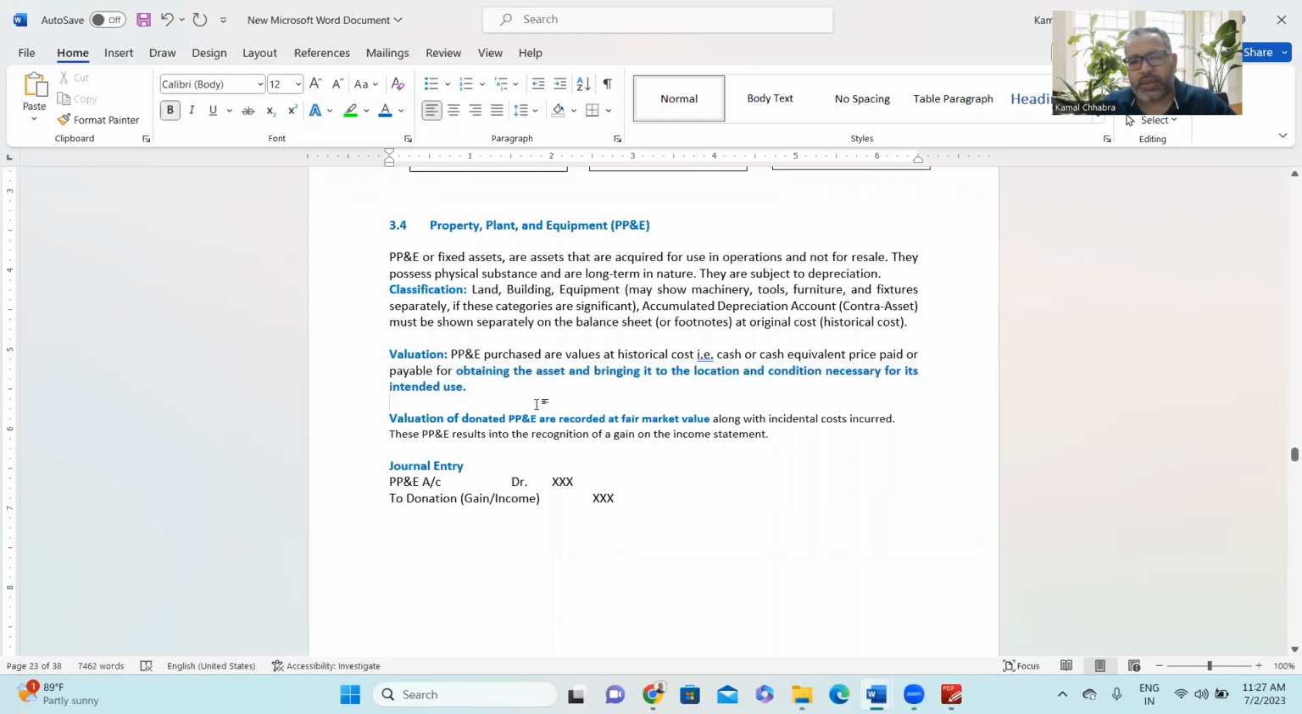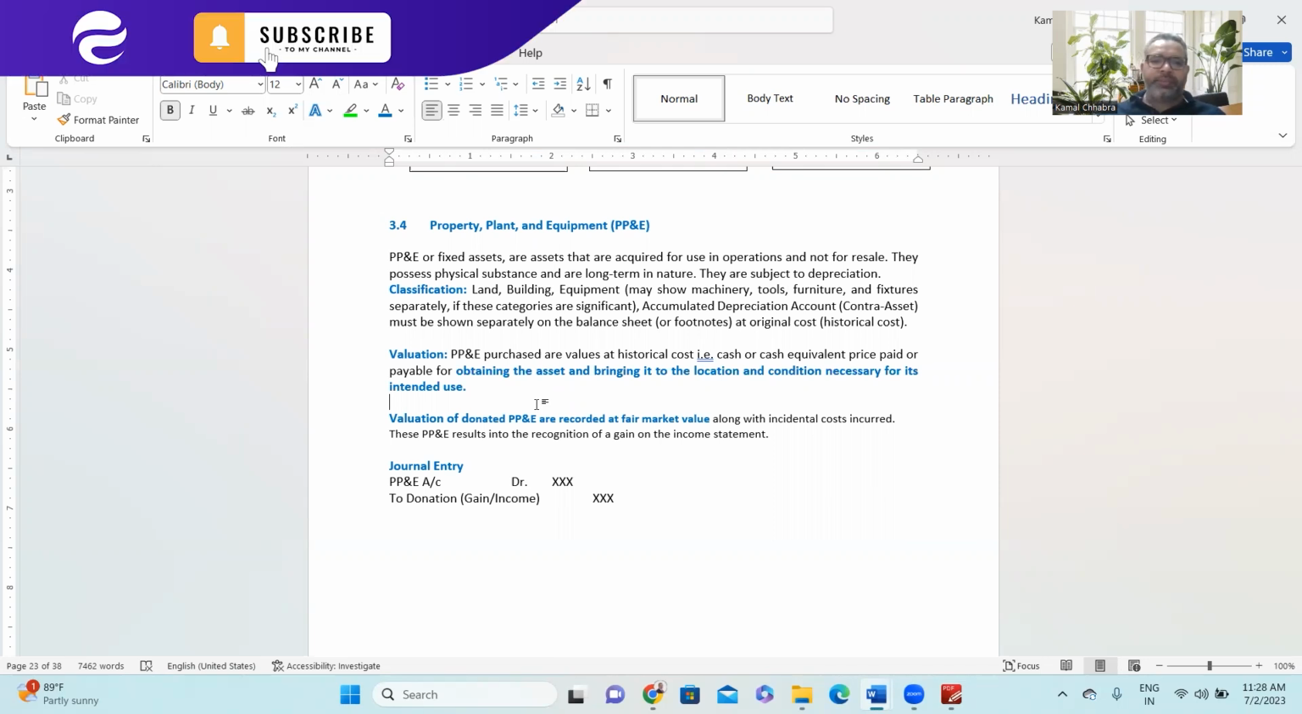So the purchase price and the cost which you have paid to obtain the asset's legal title, and bring that asset into the current location and condition required for the intended use. That means if you have paid any freight involved, or insurance for transit, right? And if you have paid any legal fees to take the title of that particular property, right? All those things will come under the cost of the property, plant and equipment, right?